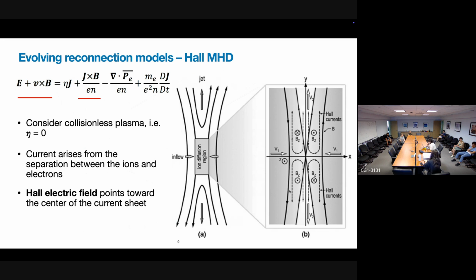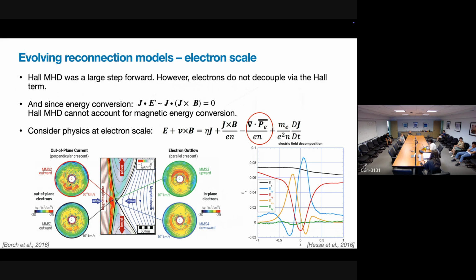And going to the smaller scale, the reason is that even though Hall MHD is a step forward, a very major problem it still cannot solve is that since E is provided by J cross B, J dot E is still equal to 0. There is no energy conversion, even though you considered the J cross B term. So to have this energy conversion, we go to the electron scale and find the divergence of the electron pressure tensor is actually playing a very important part in supporting the reconnection electric field.